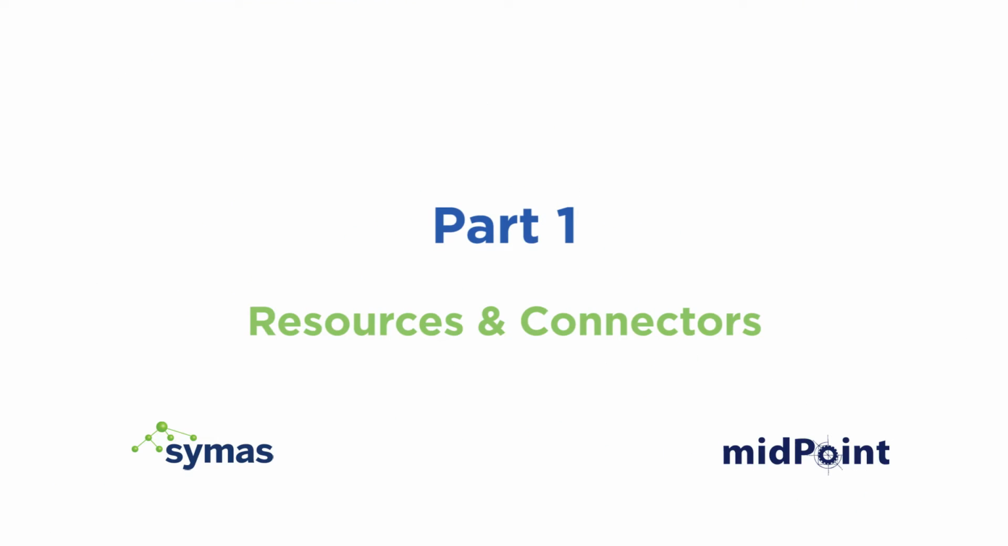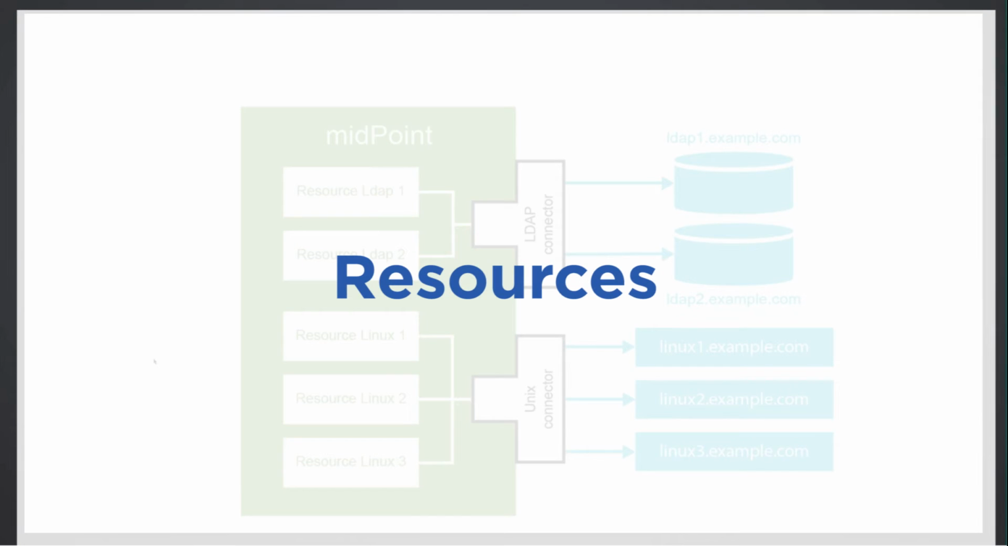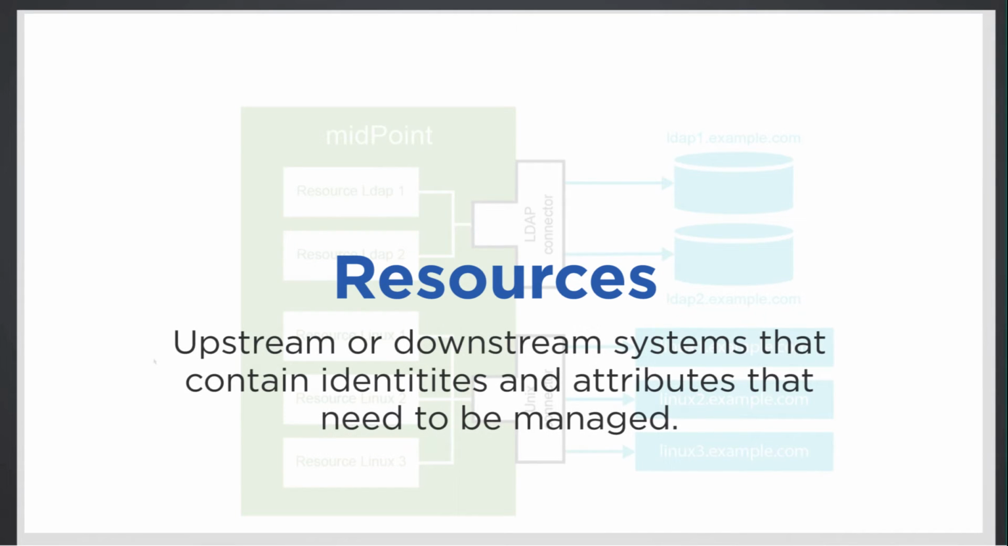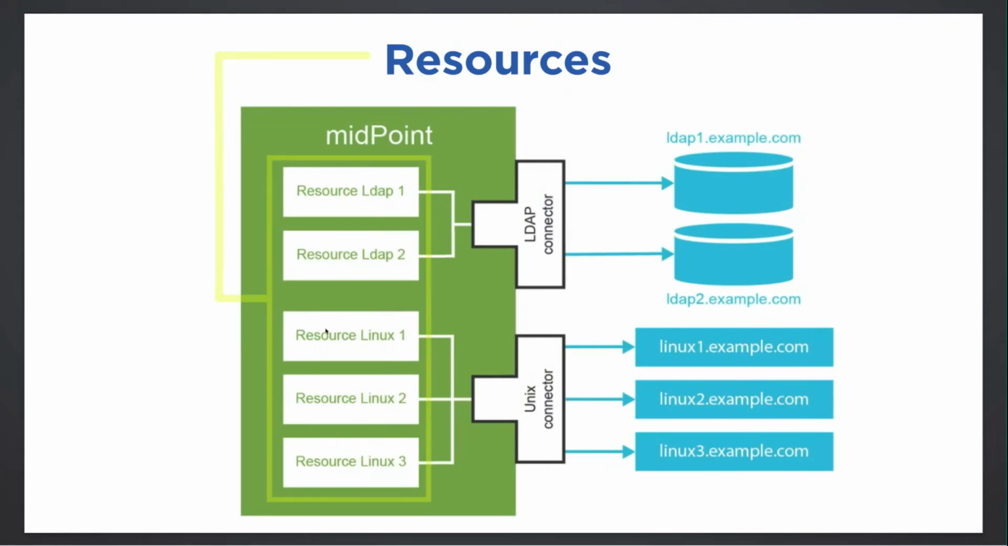In an identity management system like midPoint, we have some terms that are important. Resources are just what you would expect. They're upstream or downstream systems that contain identities and attributes that need to be managed. So, for example, an LDAP server is a resource, or a Linux machine, or a database, or Google Apps could be a resource. And those resources can be inbound or outbound.